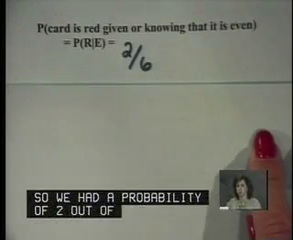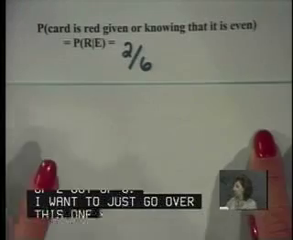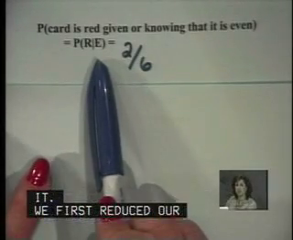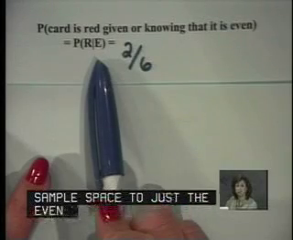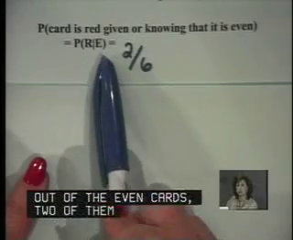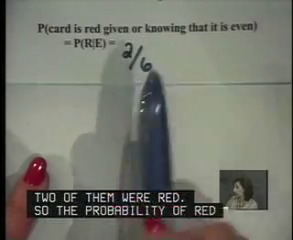I want to just go over this one once more to make sure everybody has it. We first reduced our sample space to just the even cards. Out of the even cards, 2 of them were red. So the probability of red given even is 2 out of those 6.